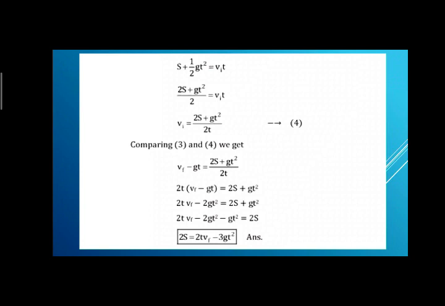Now shift plus gt square toward the left hand side to add both of these terms: minus 2gt square and minus gt square, then it becomes minus 3gt square. So we also write it as 2t vf minus 3gt square is equal to 2s, or 2s is equal to 2t vf minus 3gt square.